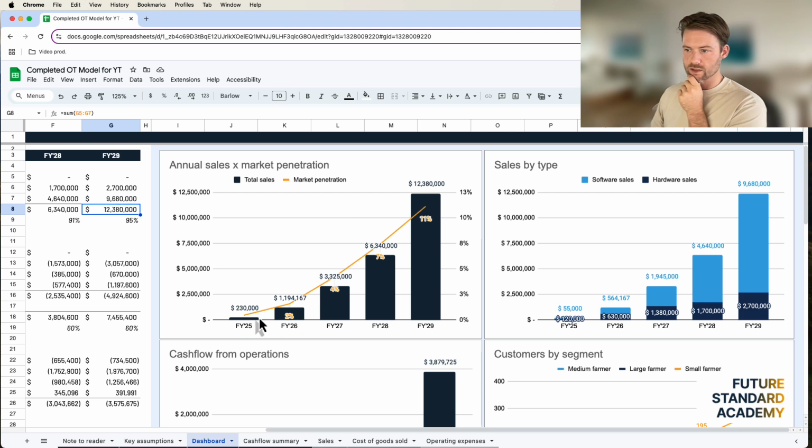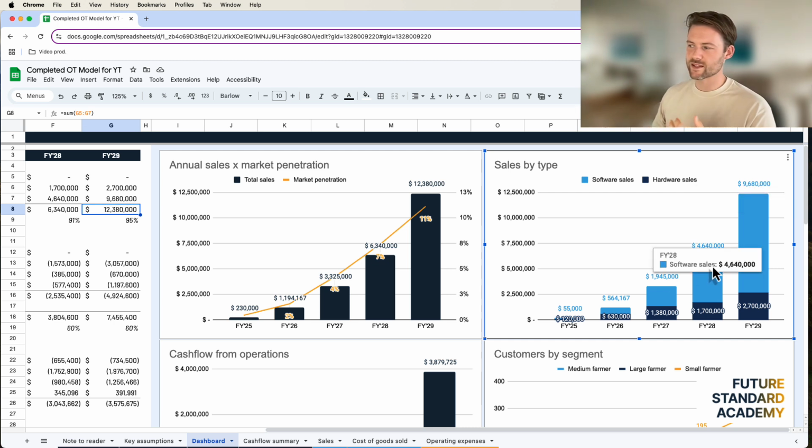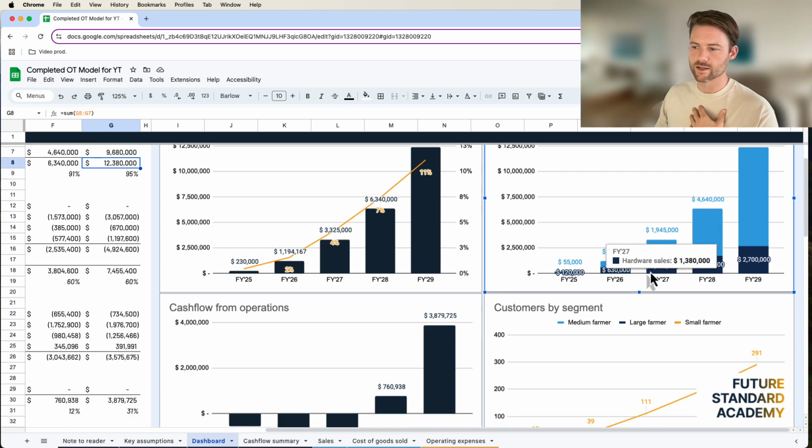So you can see this increasing over time, this as in sales, what this means in terms of market penetration over time, what this means in terms of sales by type, so software versus hardware. You can see how software increases at such a higher rate than hardware does. So it's that much more useful to the company. It also happens at a much higher gross margin too. And I haven't visualized that, but you could just as easily.